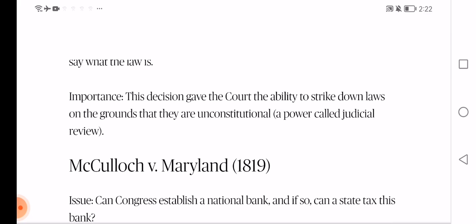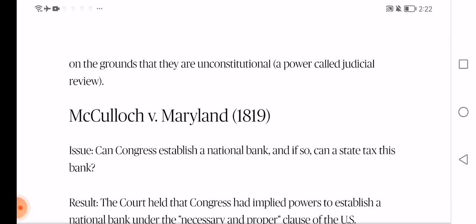Importance: the decision gave the court the ability to strike down laws on the grounds that they are unconstitutional, a power called judicial review.